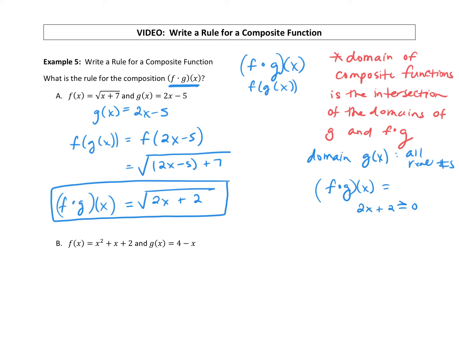We're going to go ahead and solve this for x because we want to write our domain in terms of x. We have 2x is greater than or equal to negative 2. Divide both sides by 2 and we get x has to be greater than or equal to negative 1. So the intersection of all real numbers and x has to be greater than or equal to negative 1 is just that restriction. X has to be greater than or equal to negative 1. So let's just tag that on. There's the domain of our composite function.